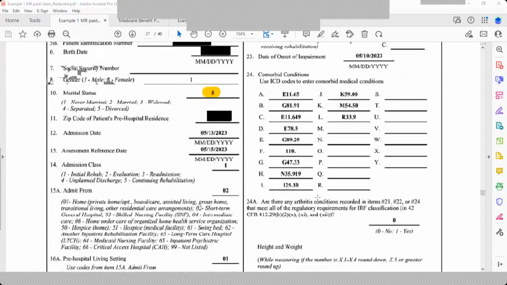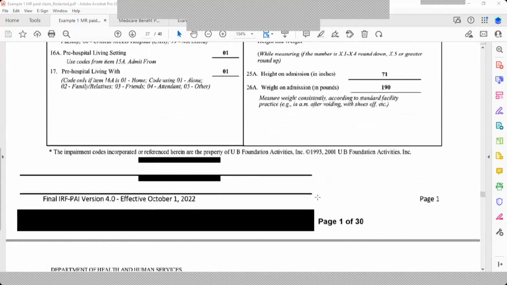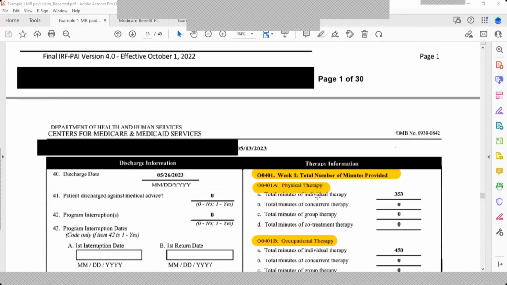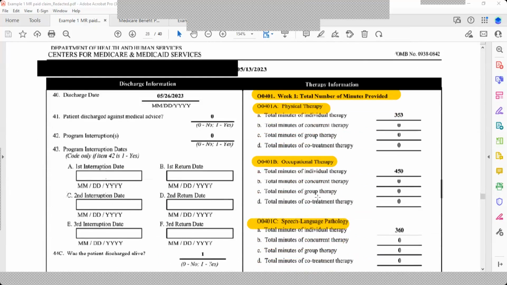The next page has documentation of the patient's total number of minutes for week 1 and week 2 of physical therapy, occupational therapy, and speech therapy. The minutes reflect that the patient received only individualized treatment for each of the therapies provided. These numbers are consistent with the amount of therapy needed and the type of minutes needed for an intensive rehabilitation program.